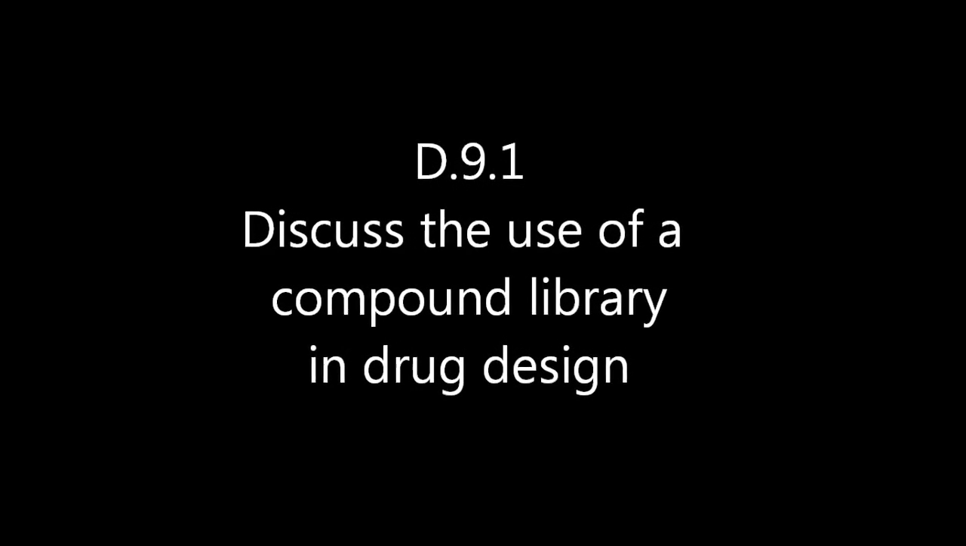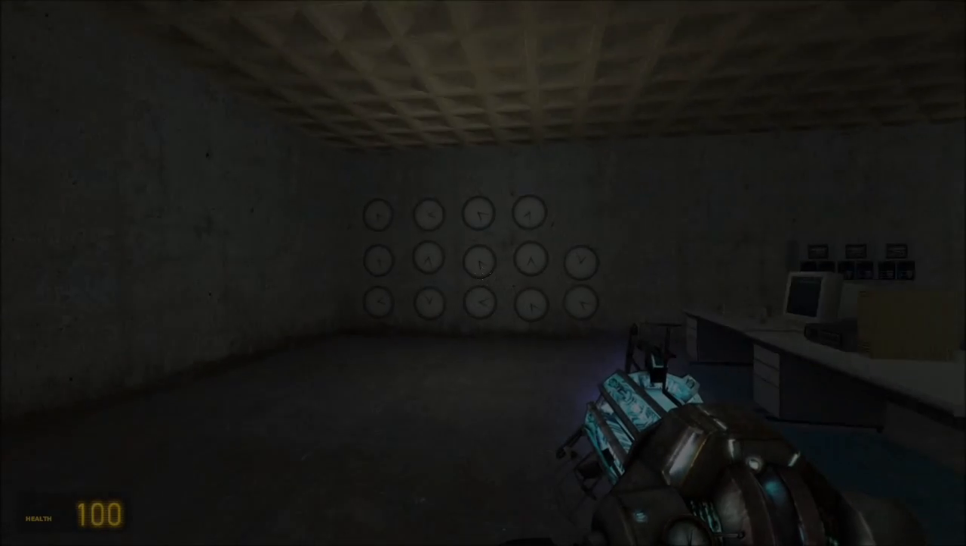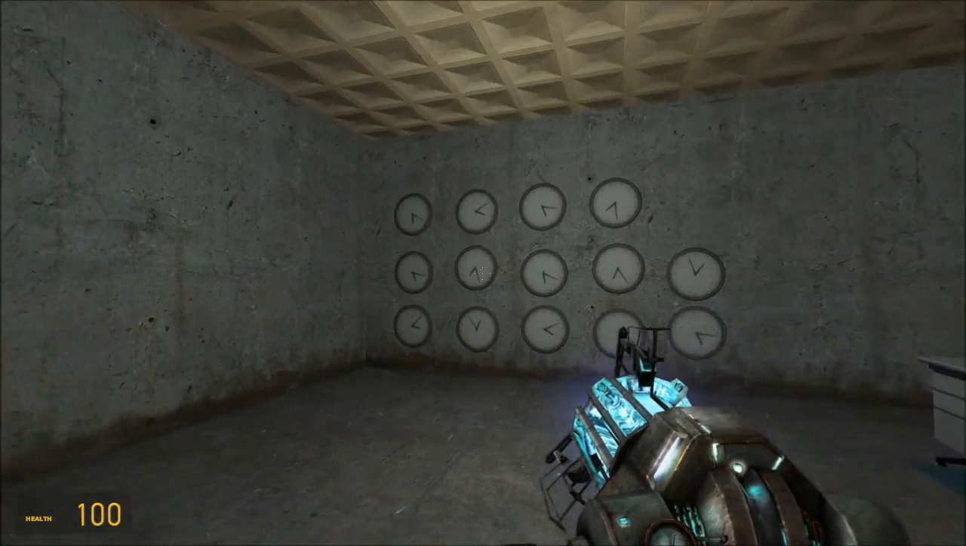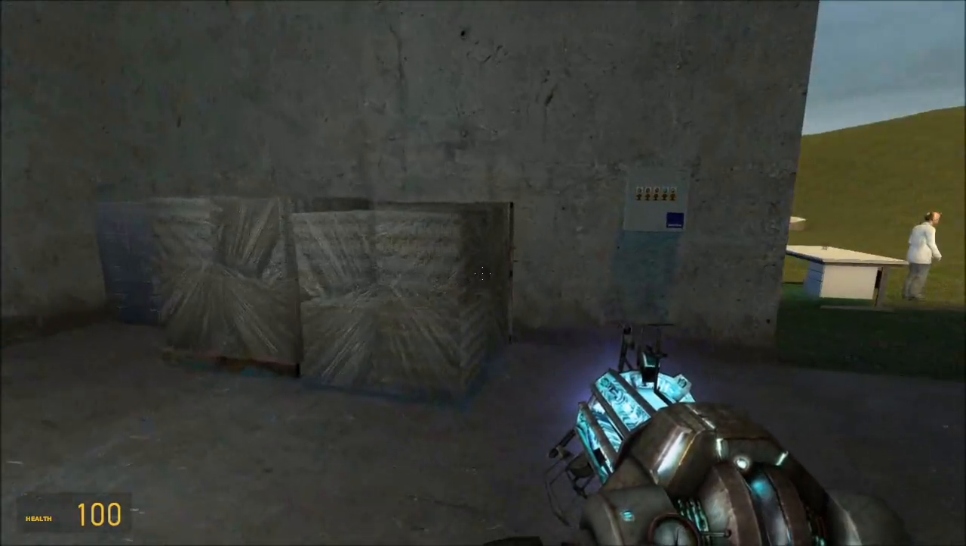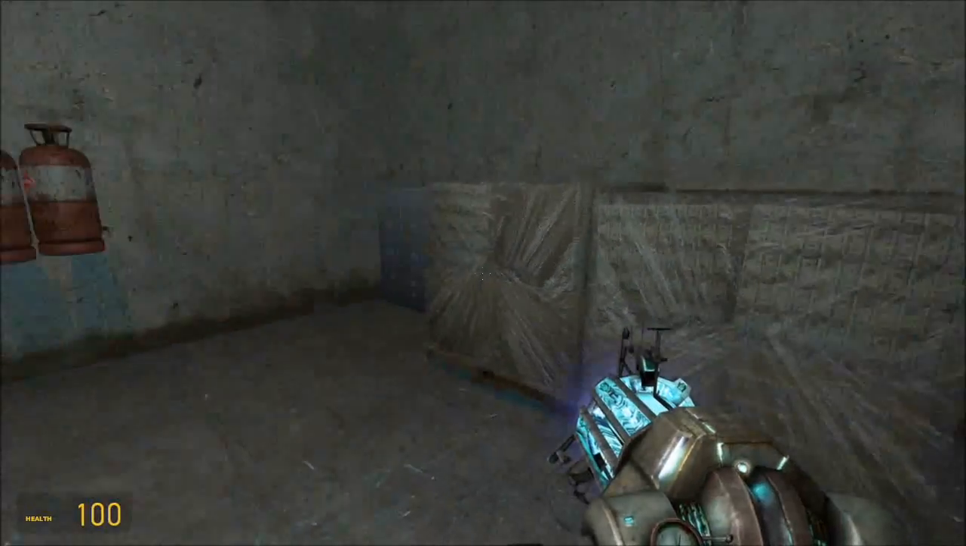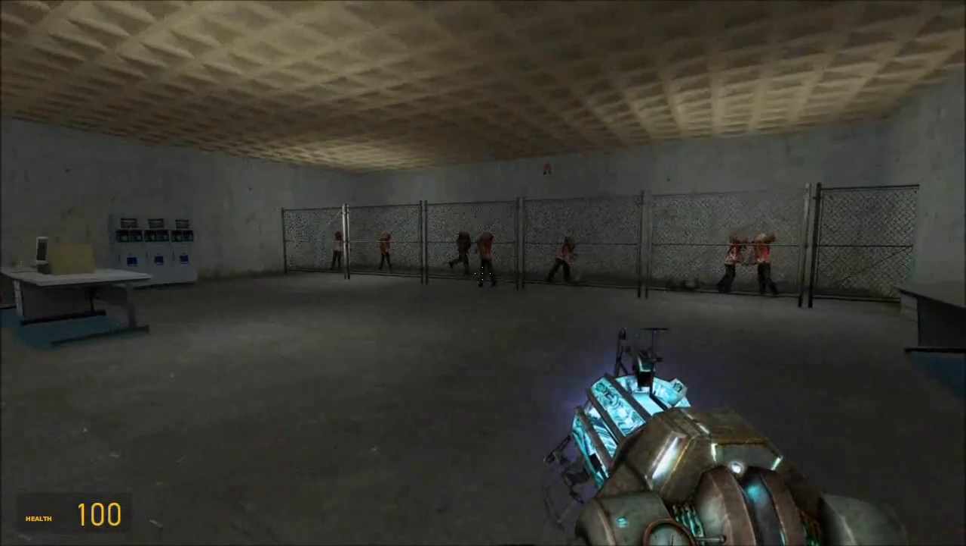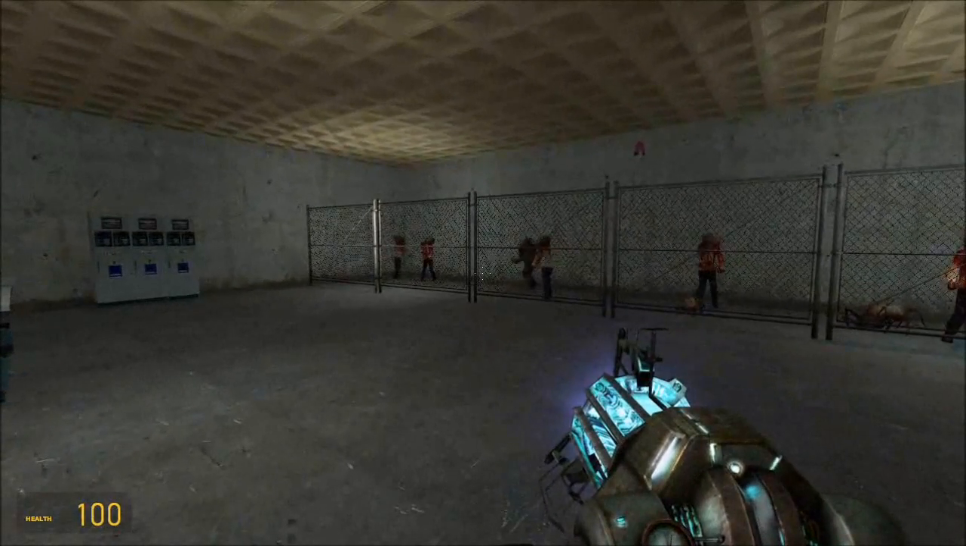Okay, compound libraries and drug design. The drug we're looking for is a cure for zombification. It's going to take a lot of time. These are time-intensive ideas and a lot of money to use a compound library. So here are our poor zombies.